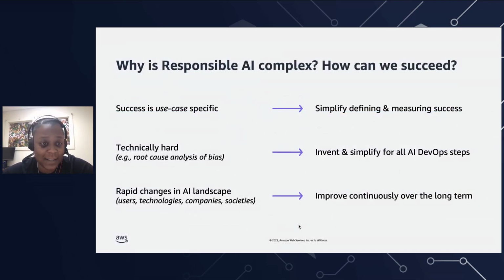So, why is it complex and how can we succeed? Well, remember that success is very much use case specific. You want to make sure that you're simplifying and defining whatever the specific use case is so that you can measure success against that. This can be somewhat technically hard. So again, it may require you thinking outside of the box, to invent and simplify for all DevOps steps. I often say that creating a bias report, or evaluating your system for bias, can be an entirely different research experiment. And oftentimes you have to source different data and think about different types of use cases that you normally wouldn't with just pure software development. And lastly, rapid changes in the AI landscape can cause things that may not have caused any bias or robustness issues in the environment before, but as the environment changed over time, it did introduce bias. That model did. So remember to improve continuously over the long term.